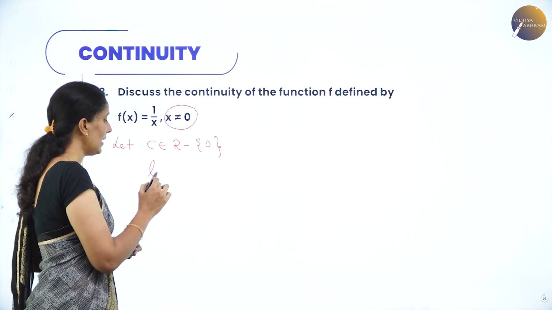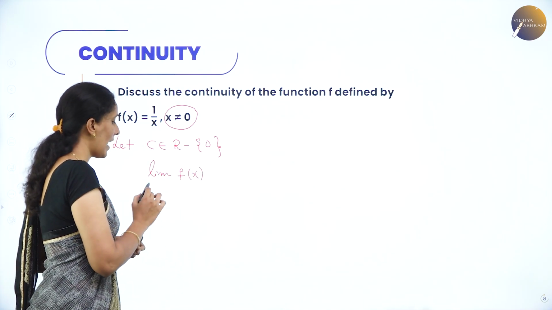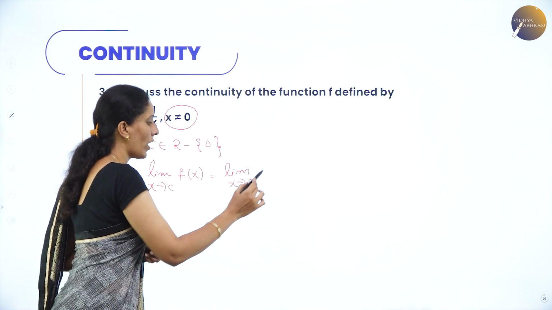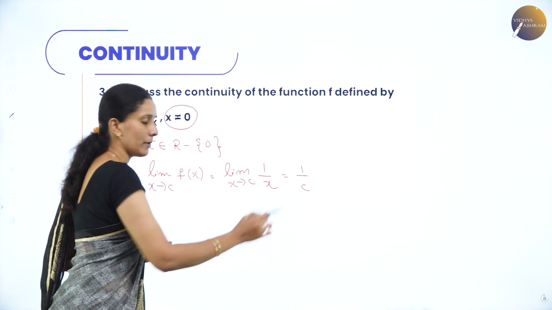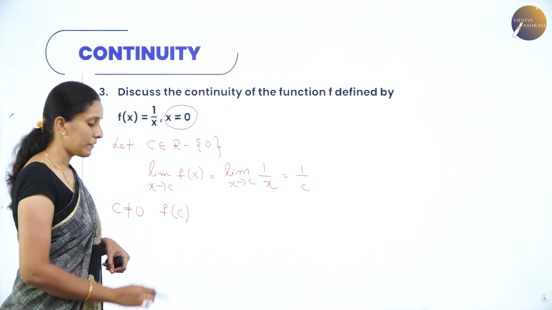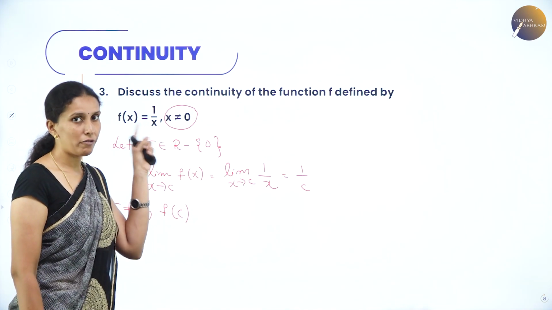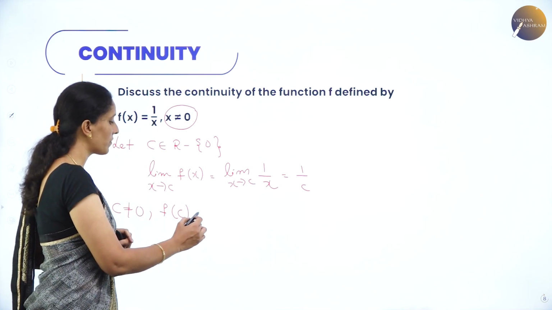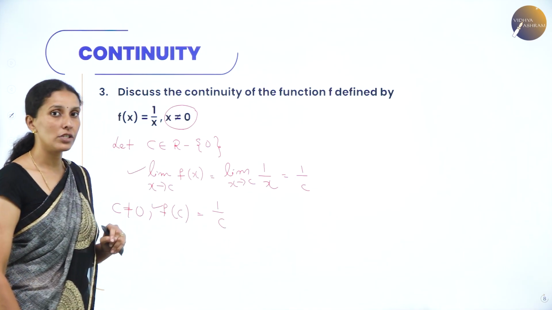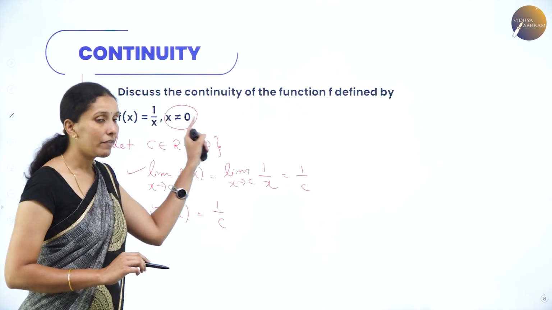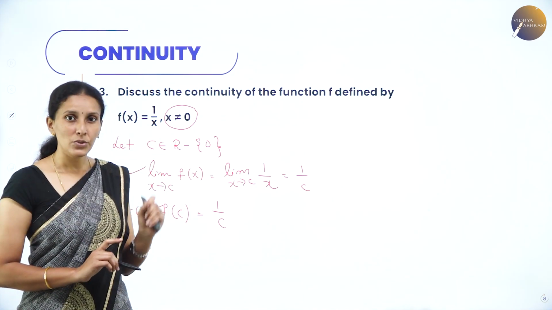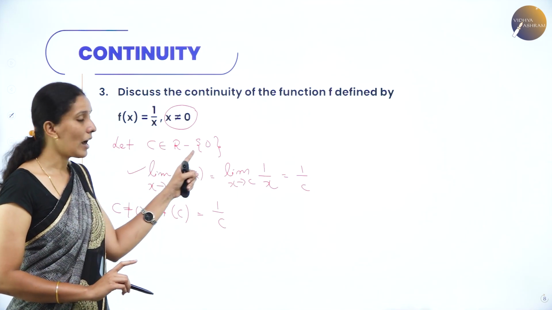Then if you apply the limit of the function f of x as x tends to c, since this function is defined as 1 by x, the value will be equal to 1 by c. Also the functional value, since c is not equal to 0, the function is defined in the form of 1 by x. So if f of x is 1 by x, then f of c will be 1 by c. Clearly we can say the limit of the function as well as the value of the function is one and the same, and it is defined at every point except 0. Hence we say this function is continuous on the domain R minus 0.